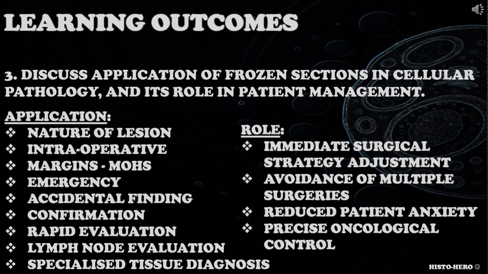The third learning outcome is for the candidate to discuss application of frozen sections in cellular pathology, and its role in patient management. Why are frozen sections used in cellular pathology? What are the key applications of frozen sections? Consider nature of the lesion, intraoperative diagnosis, margins, emergency situations, accidental findings, confirmation of metastasis, MOHS, rapid evaluation, lymph node evaluation, specialized tissue diagnosis like Hirschsprung's disease and so on.